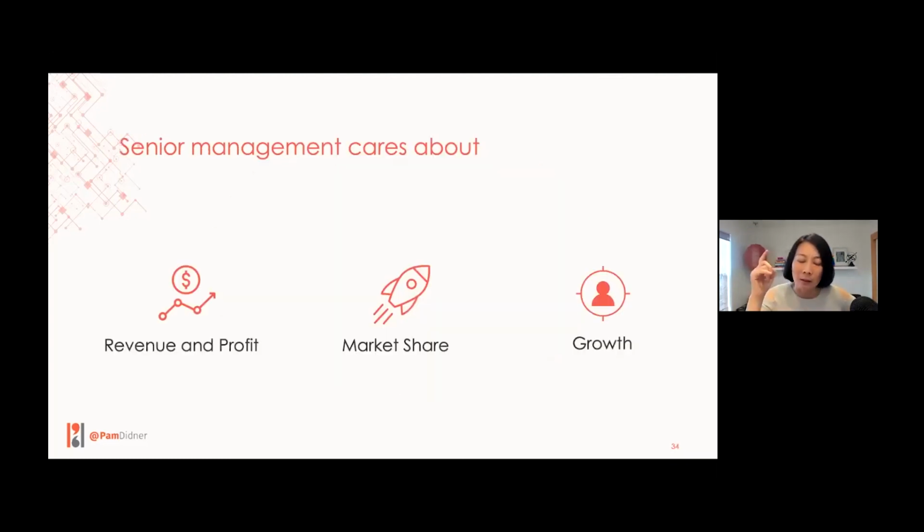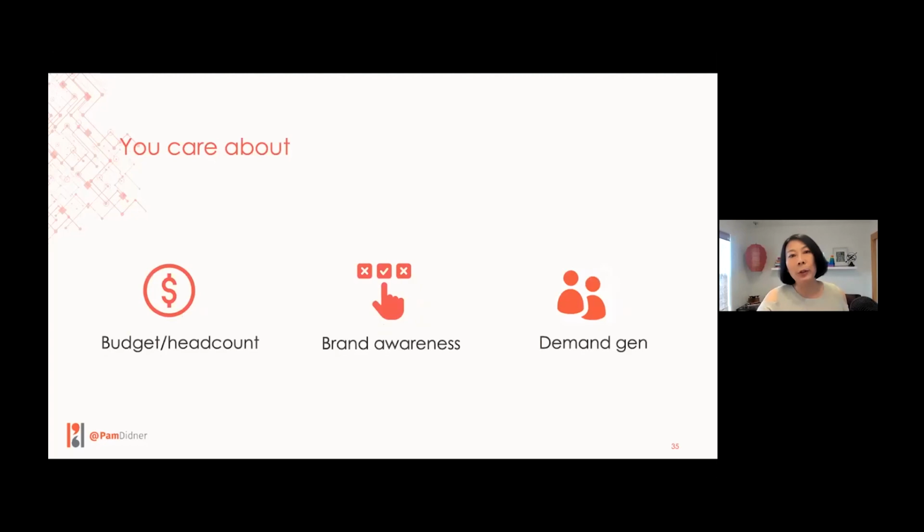Senior management tends to care about the following three things. They care about revenue and profit. They care about market share. They care about growth. And this tends to reflect in the business goals, right? They basically say, I want to increase the revenue from 15 million to 20 million. I want to increase the market segment share from 5% to 10%. Or I want to see the year-to-year growth of 10%, right? So they tend to care about the revenue growth, market segment share, and the sales growth from year to year.